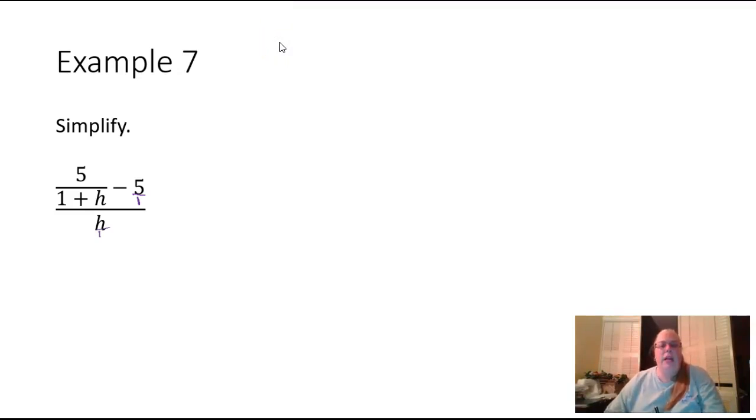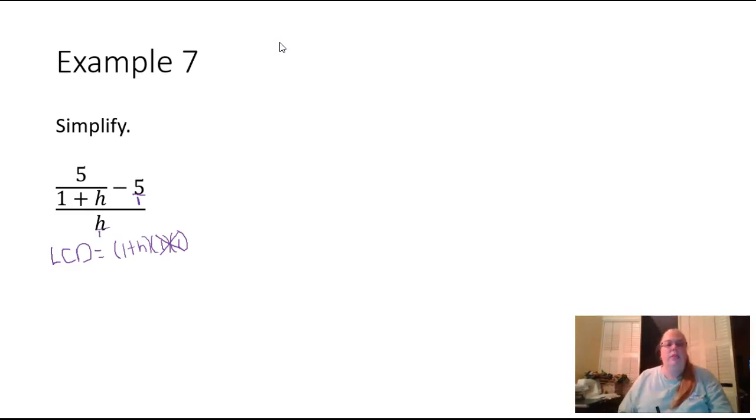And what I've done is I have a 1 written under the 5, so you can see this fraction is 5 over 1. And I have a 1 written under this h, so you can see the fraction h over 1. All right, so the least common denominator in this case is going to be 1 plus h times 1 times 1. Now really, I don't have to put those 1's in there because 1 times anything is just going to give you that anything back. So it looks like my least common denominator is going to be 1 plus h.